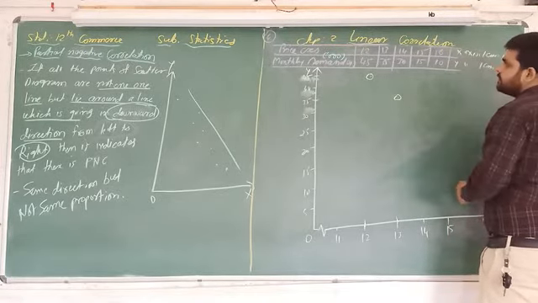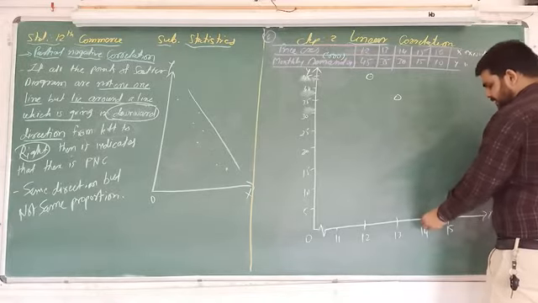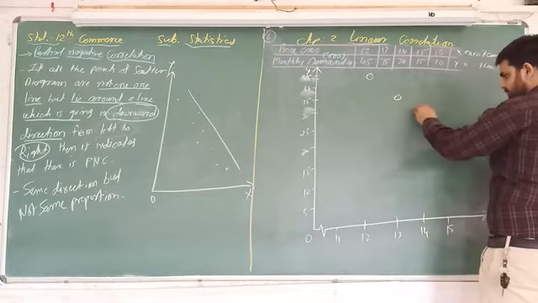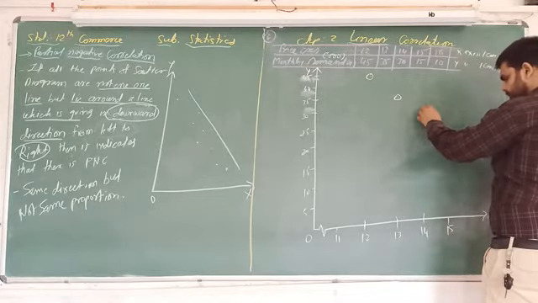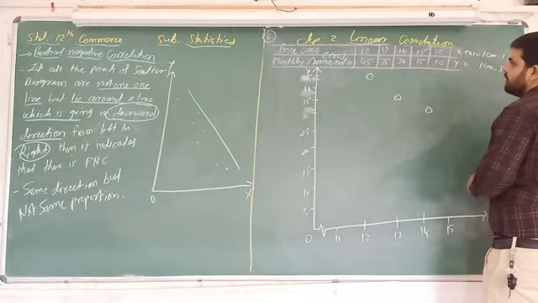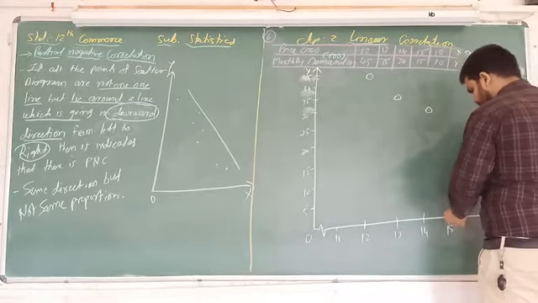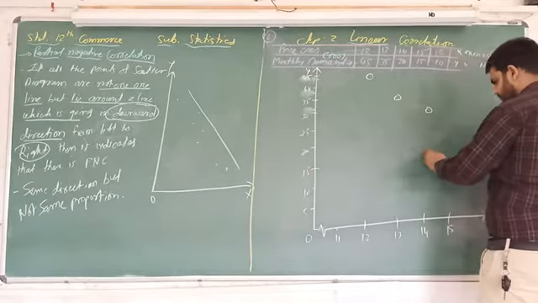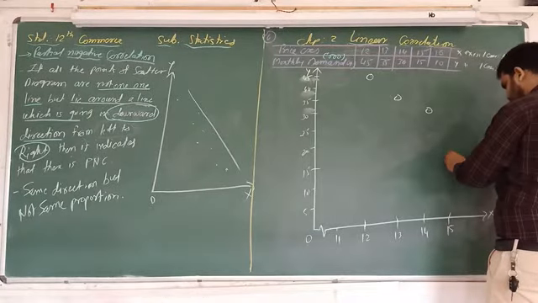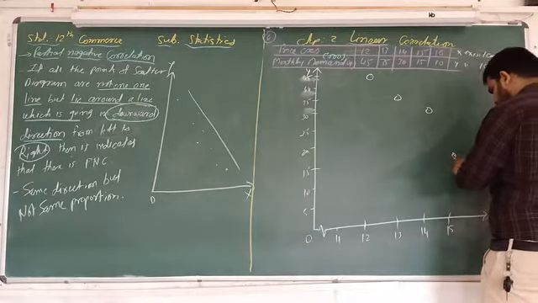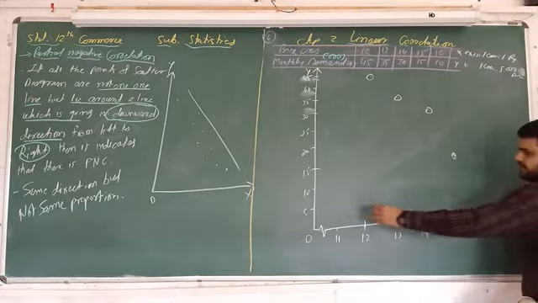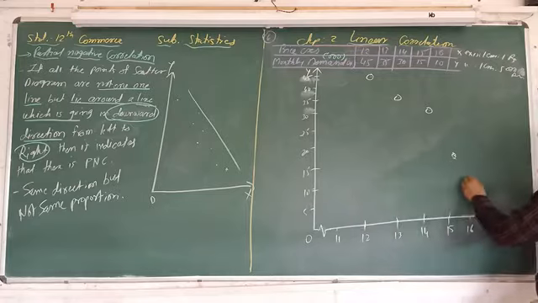Third one, 14 and 30. So here 14, here 30. This is the third point. Fourth one, 15 and 15. So here 15, here 15. And the last one, that is 16 and 10. So here 10, here 16. So this is the point.